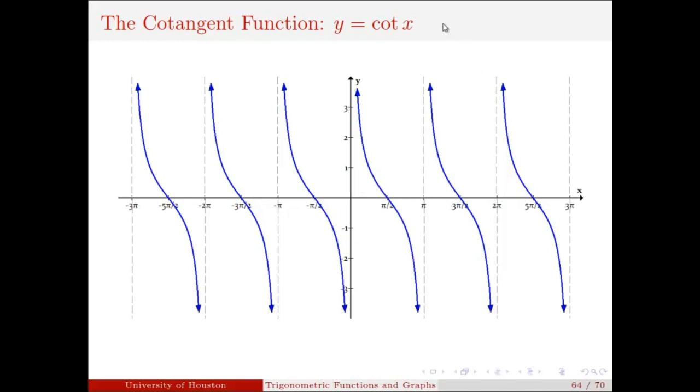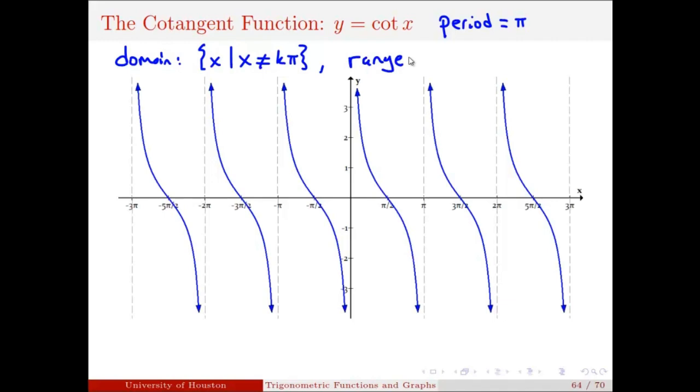Like the tangent function, the period of cotangent is pi. The domain of cotangent excludes all multiples of pi, and the range of cotangent is all real numbers.